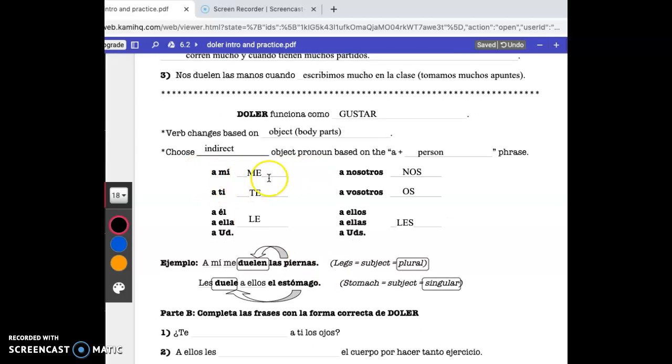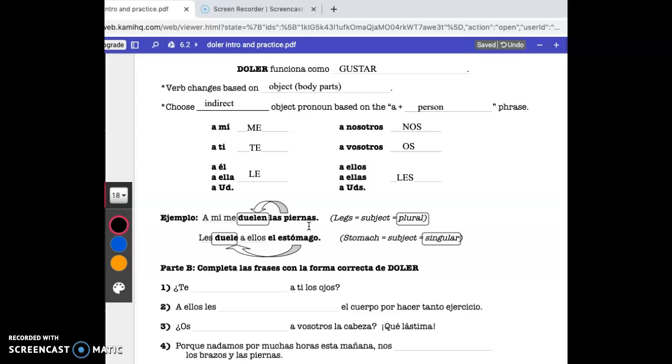A mí me gusta. A ti te gusta. A Eduardo le gusta. These are the same indirect object pronouns we used with gustar, but now we're not saying that we like legs or that they like stomach. We're saying my legs are hurting to me, or the stomach is hurting to them. Everybody has one stomach, so it's duele.